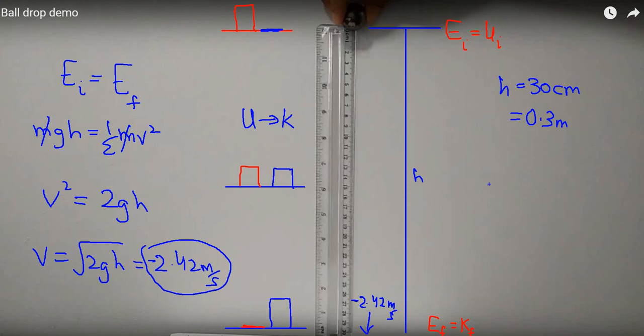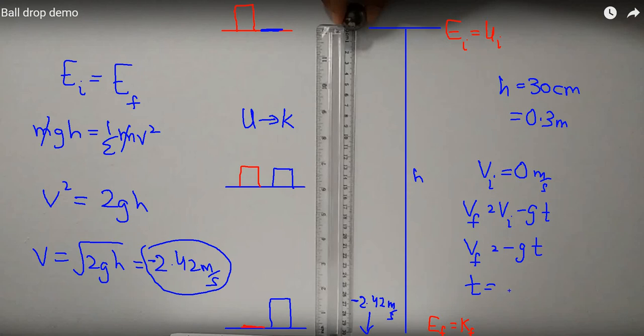Now, in this case, one more thing to notice is that you can also use the projectile motion equations. We know that the initial velocity is 0. You can use the equation v final equals v initial minus gt. So we just get v final equals minus gt, and then v final you can plug in to be negative 2.42 meters per second.